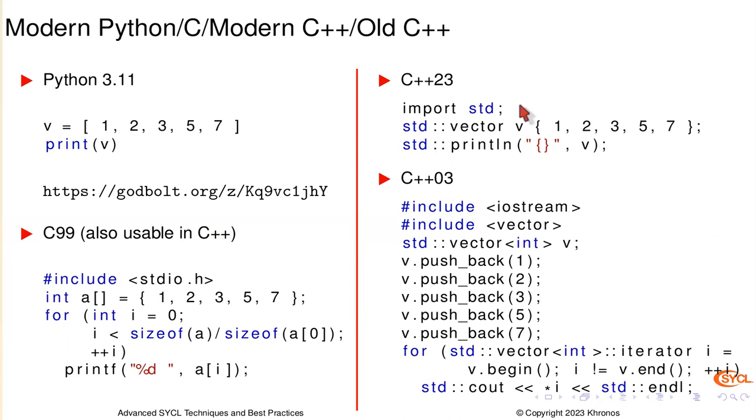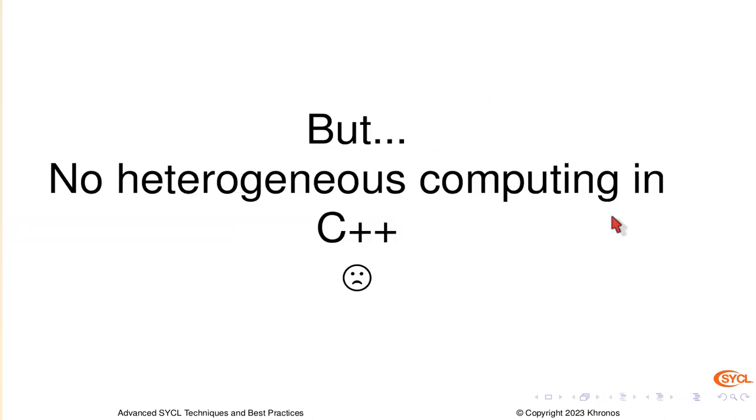In C++23, you also have mdspan, which is the equivalent of Fortran multidimensional arrays, and in C++26, there will be a BLAS library coming. So it's now a good choice for HPC. But obviously, C++ does not come with heterogeneous computing support, so we need something.